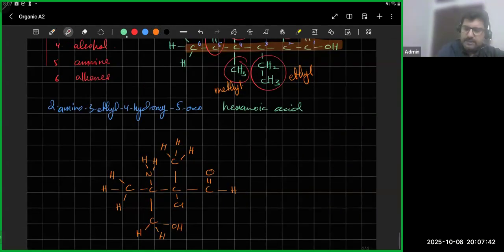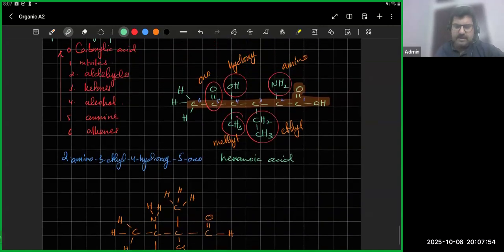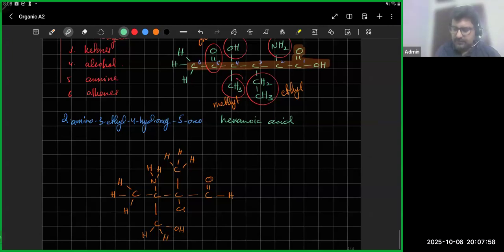You're going to look for the longest chain with the most important group in this molecule according to the precedence order. That's an aldehyde, right? It's an aldehyde. Aldehyde is the most important. So this at all cost has to be part of the main chain. And it should be the longest chain with the maximum groups, because you want the OH to be there as well. So this one is the longest chain with the maximum number of groups attached to it.